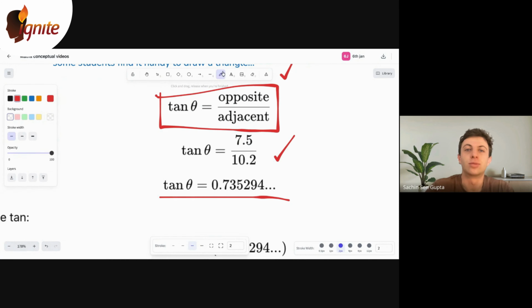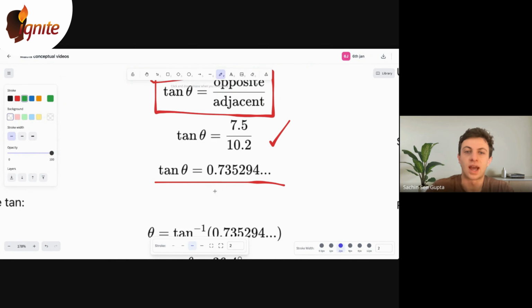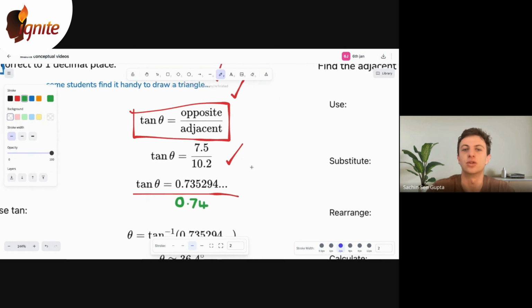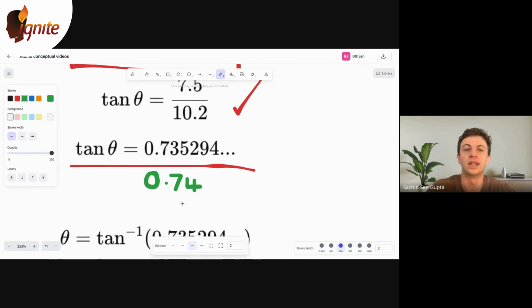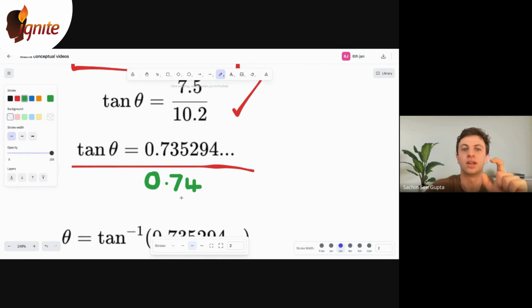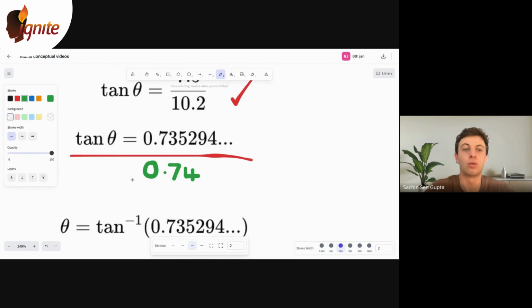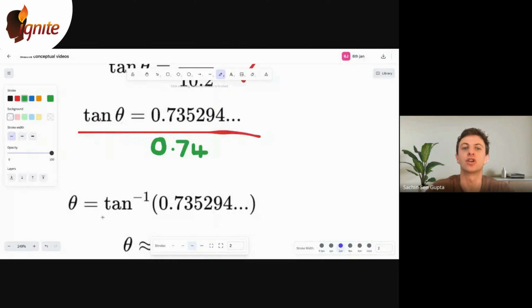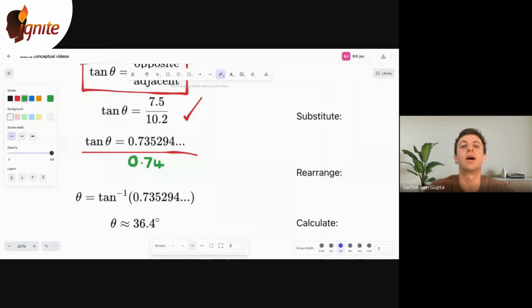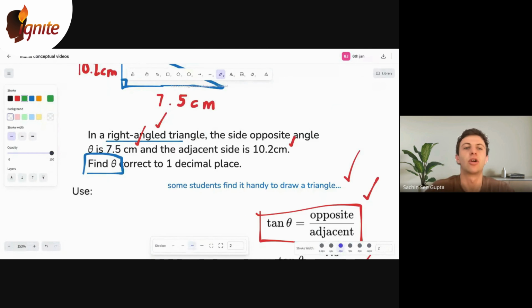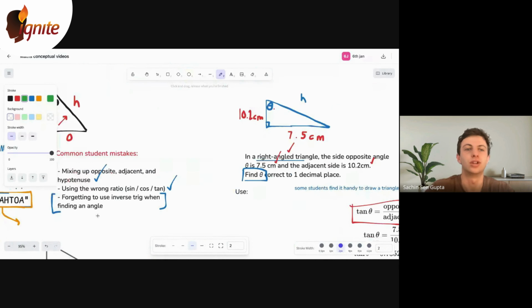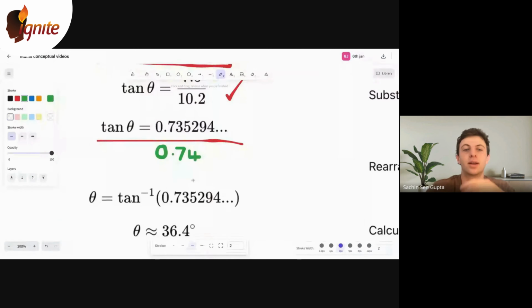Now, a fatal mistake I always see students doing is they will round it early to say 0.74. Do not round early, okay? Round at the very end. Why? Because by rounding early, you're making the answer more inaccurate, right? So when we take the inverse tan in a moment, it's going to compound that inaccuracy. So to minimize that, you want to round at the end. That's totally something I should have added here. Common student mistakes: round at the end, right?